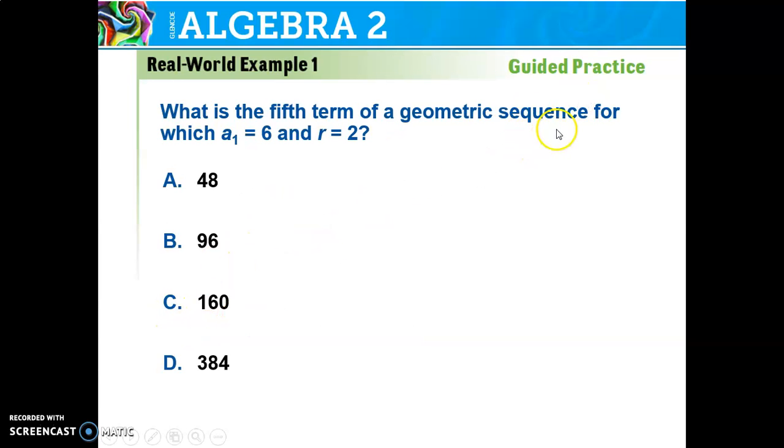Find the fifth term of a geometric sequence which has a first term of 6 and a ratio of 2. So you would do 6 times 2 to the fourth, or 6 times 16, and that's 96.